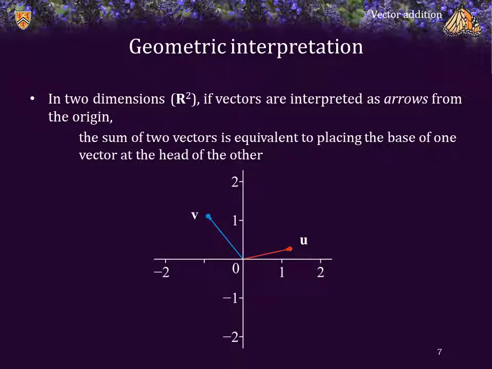Now, let's look at a geometric interpretation. If we have two vectors in R^2, that is, two vectors in the plane, if we interpret these vectors as arrows coming from the origin, then the sum of these two vectors is equivalent to placing the base of one vector at the head of the other. So one possibility is to add v onto u. So here we see u plus v. Alternatively, we see that this is the same result if we were to add v plus u.